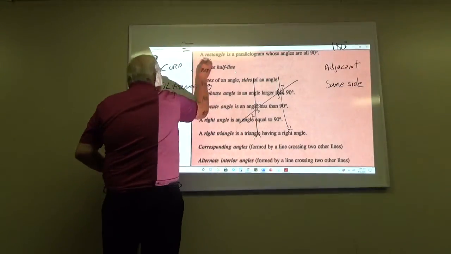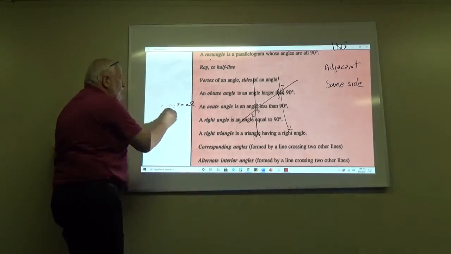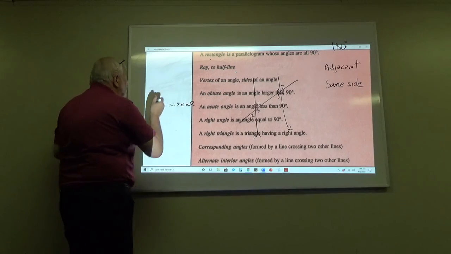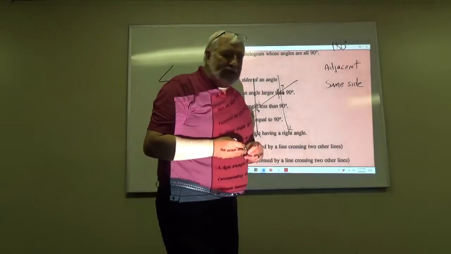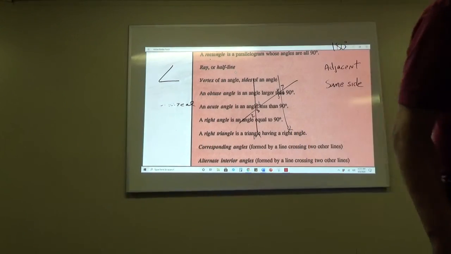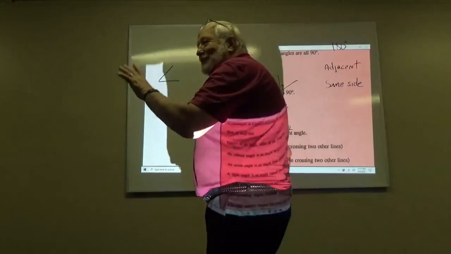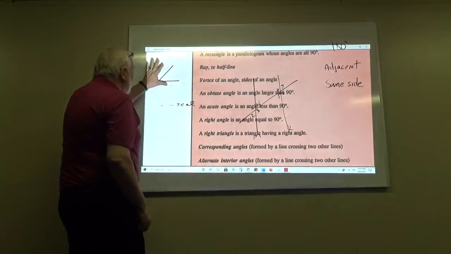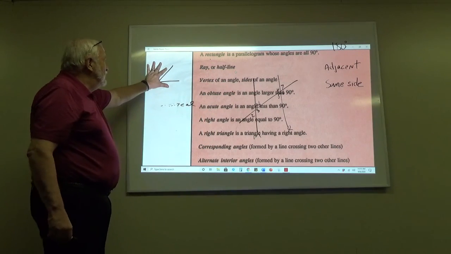Guesstimate the number of degrees in that angle. Somebody guesstimate the number of degrees. 45. 40. All right, here's something somebody showed me.